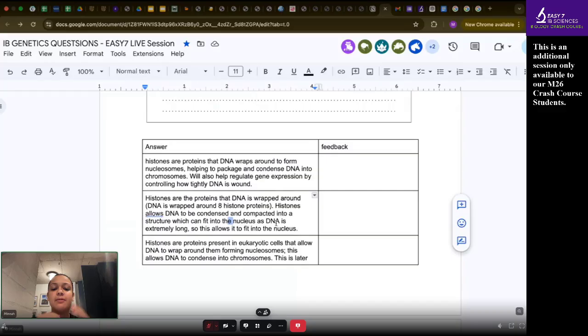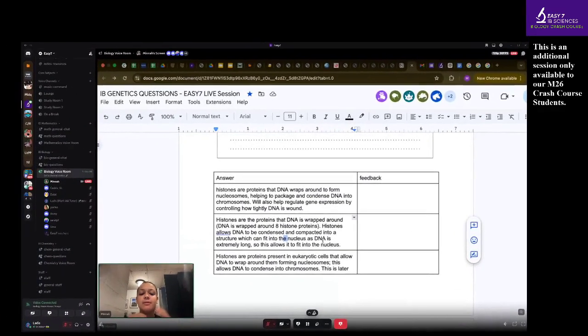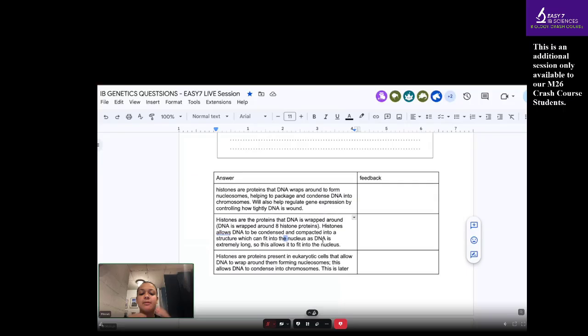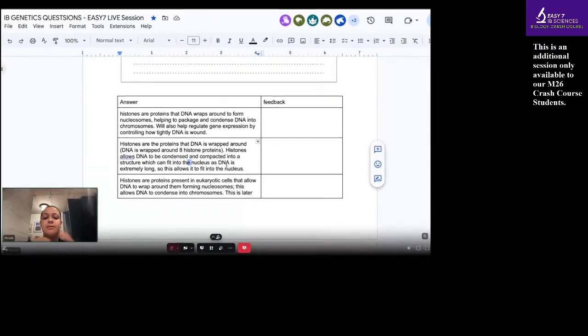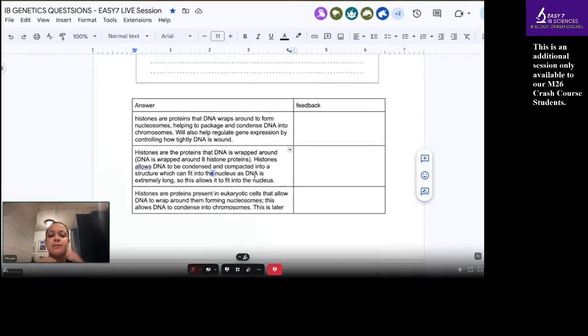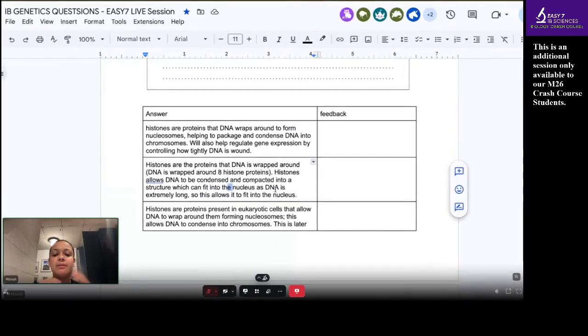Using the data provided in the table, discuss whether genome size positively correlates to organism complexity. Now, I specifically wanted to add this question into this session, because when it says the command term discuss, guys, you have to give a pro and a con to that hypothesis that they've said or whatever they've suggested.